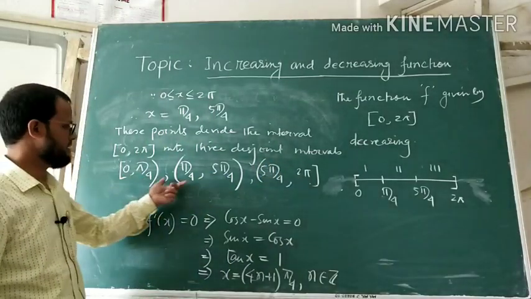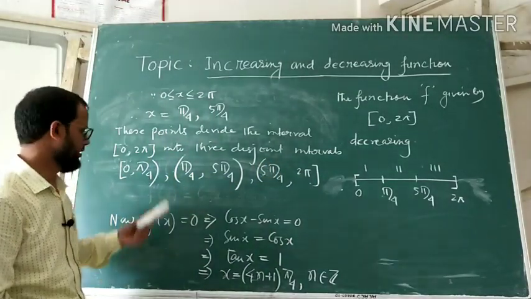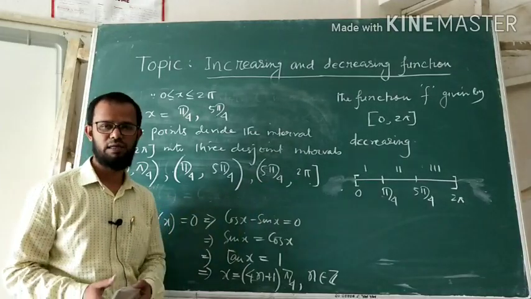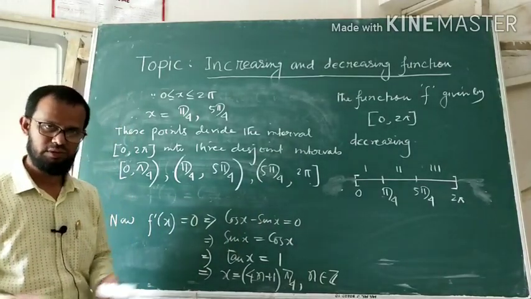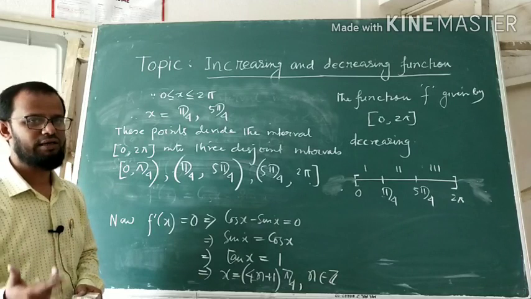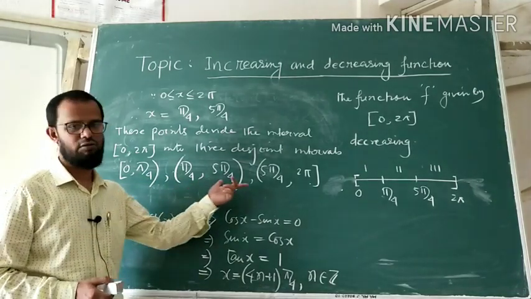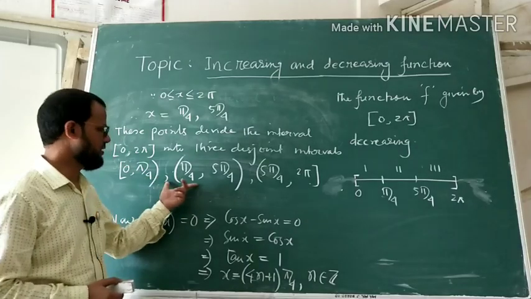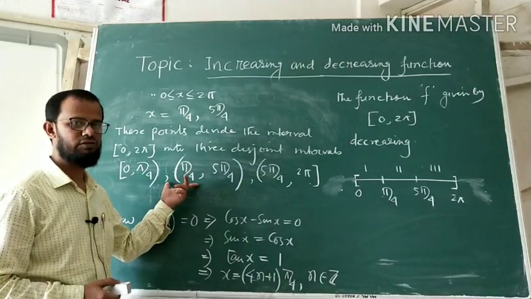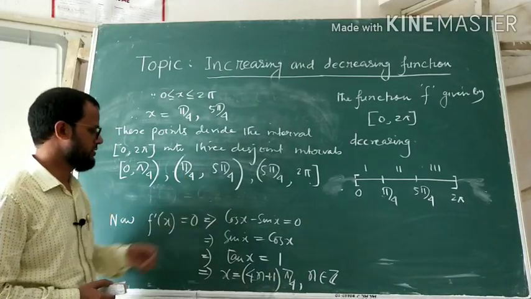If you take the intersection of every interval, what happens? You will get the empty set. So they are called disjoint. If you take any two intervals, their intersection is the empty set.